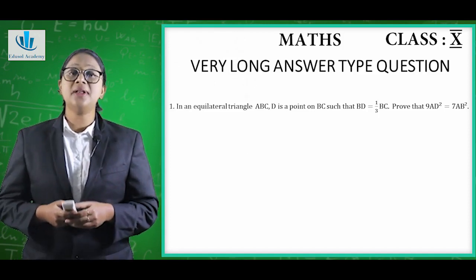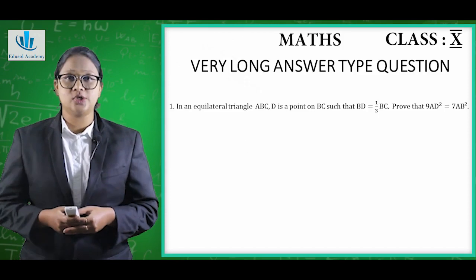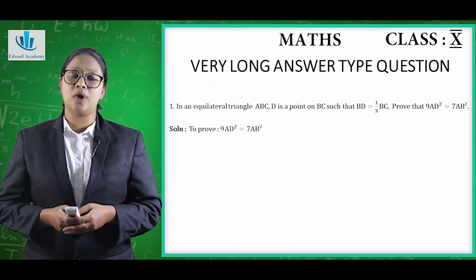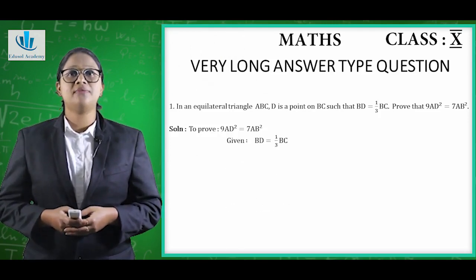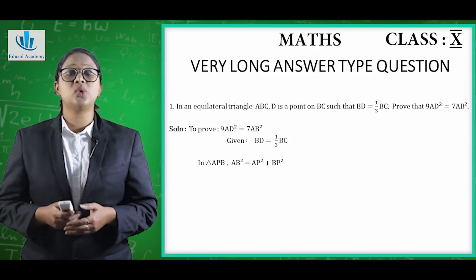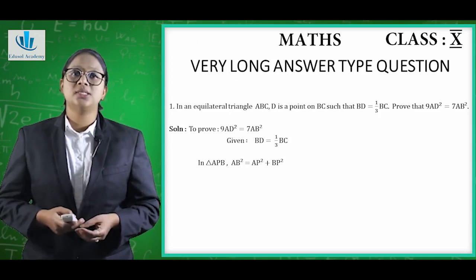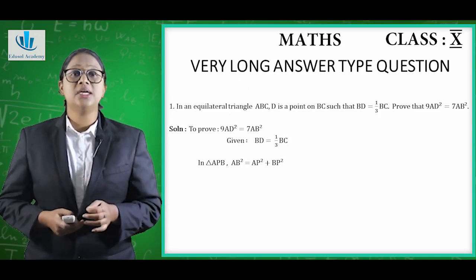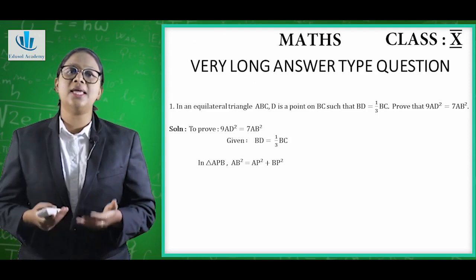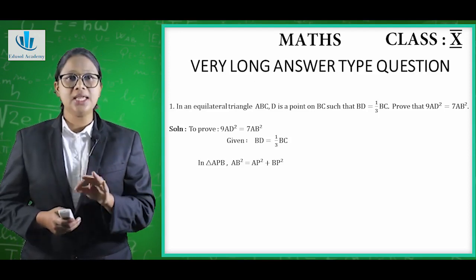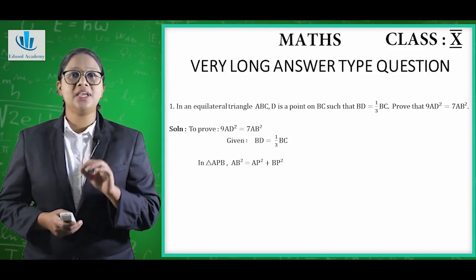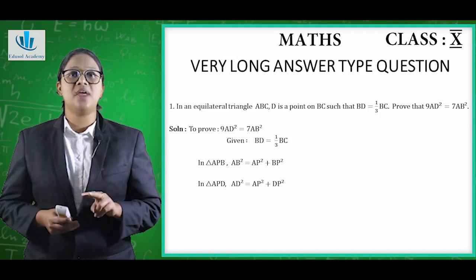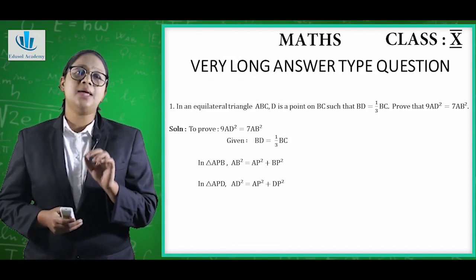Now it's been specified in the question that ABC is an equilateral triangle and D is a point such that BD is equal to 1 by 3 BC, but we don't have any 90 degree angles so that we can apply Pythagoras theorem in it. So for that, we have to construct a height AP for the triangle ABC. Now we get three right triangles, namely APC, APD and APB. But we require only two of them, namely APD and APB.